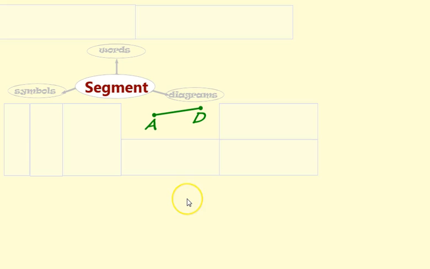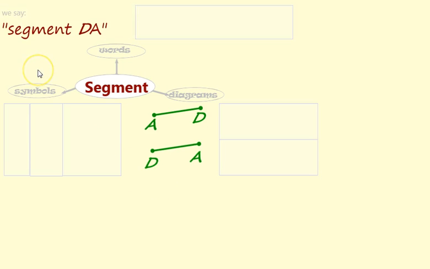Segments. Simplest case, segment AD. Since a segment is a part of a line, a subset of a line that has the beginning and the end, it doesn't matter whether the beginning is on the left or on the right. Both of these points are considered to be endpoints. And so this object is also segment AD or segment DA. In words, we would name them segment DA or segment AD. We will not be able to say segment D and A.